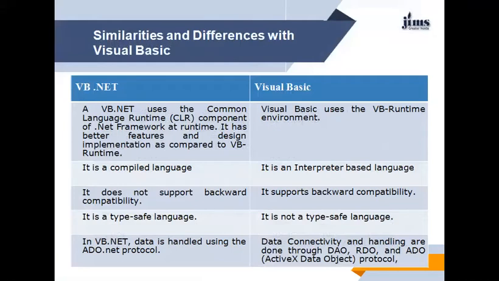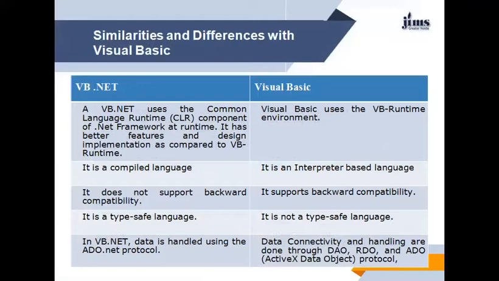Visual Basic is an interpreter-based language. However, VB.NET is a compiled language. This is the difference: Visual Basic is an interpreter-based language, and VB.NET is a compiled language. Visual Basic supports backward compatibility. VB.NET does not support backward compatibility. VB.NET is a type safe language. However, Visual Basic is not a type safe language.